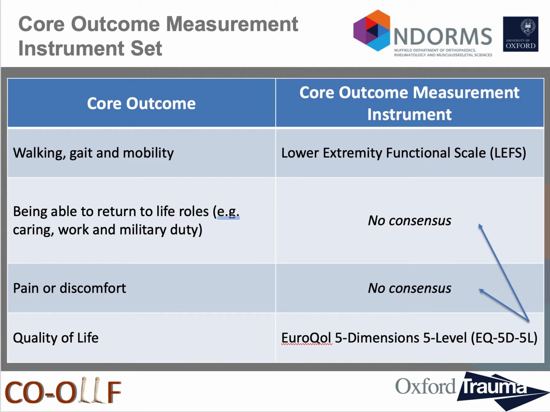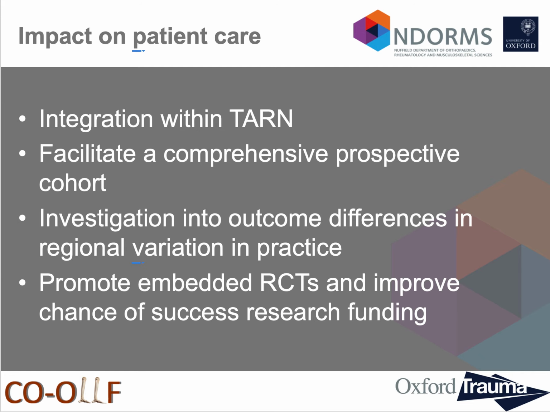Consensus was found for the lower extremity limb functional scale and the EQ5D5L to measure walking, gait, mobility and quality of life respectively. It was recognised that the EQ5D also demonstrates good face validity for the return to life roles and pain or discomfort core outcomes. As such, this study recommends that a 2-instrument core outcome set may be used until better validated instruments are available for use in the open lower limb fracture population.